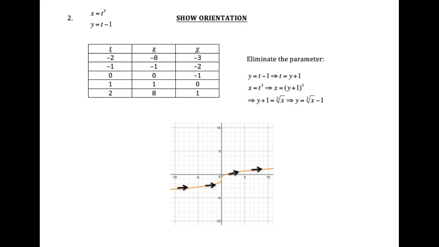Or again, if you wanted that to be in f of x form, you would simply just replace it in a different fashion to get y is equal to the cube root of x, minus 1, which is the inverse function of problem 1. And again, make sure you show your orientation in the graph.